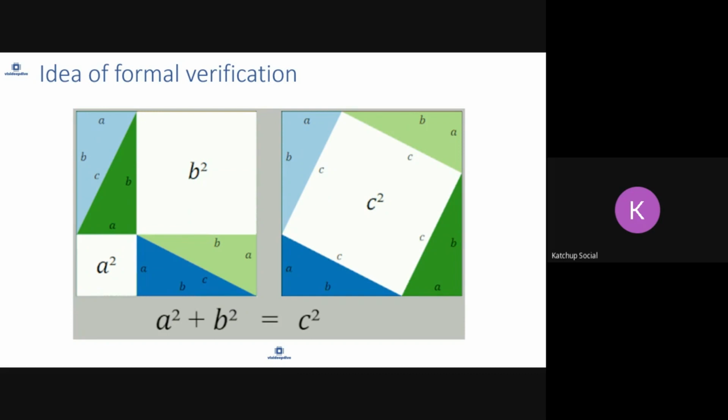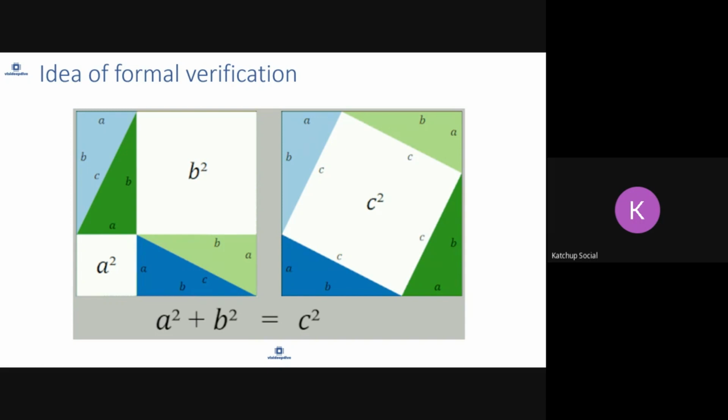But if you are able to prove this mathematically, using mathematical theorems or equations with some base identities, then you don't have to verify for each and every value of a and b. That is the idea of formal verification. If you are able to prove a square plus b square equals c square, then you don't have to test that for each and every value of a and b, because you have mathematically proven that it holds for all values of a and b. And that is the idea of formal verification.